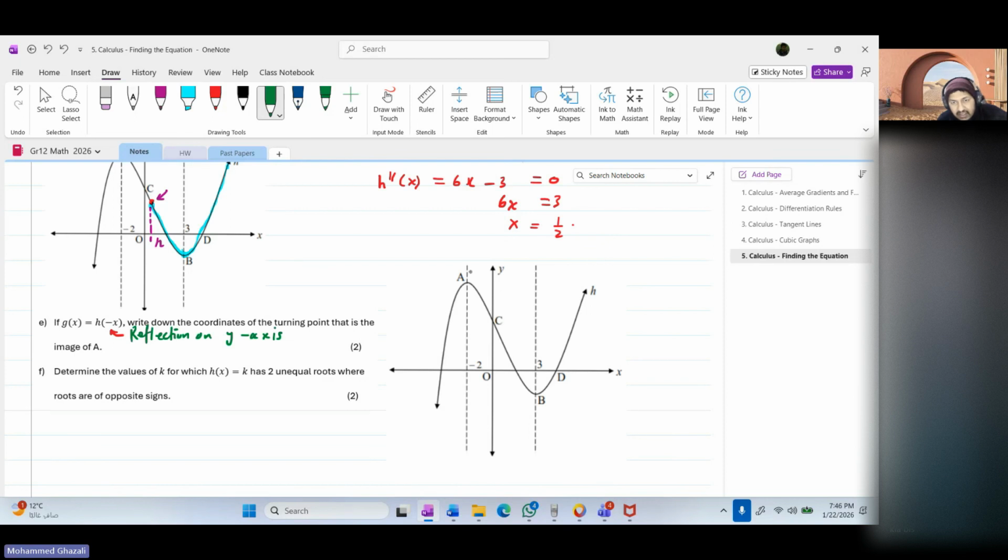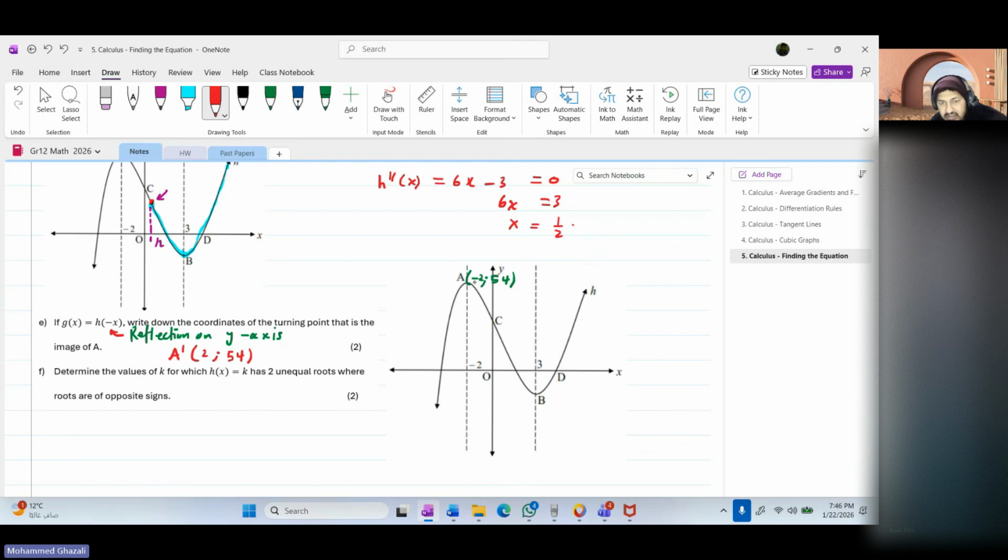So what was A? A was -2 and 54. Now, if I fold the y-axis, where will A move? A will go onto the other side. The x value will now become negative. So it will become 2 and 54. So the image of A is A prime, which is 2 and 54. The image of A, right? Because you are basically reflecting on the y-axis.